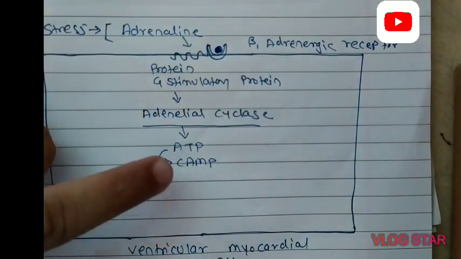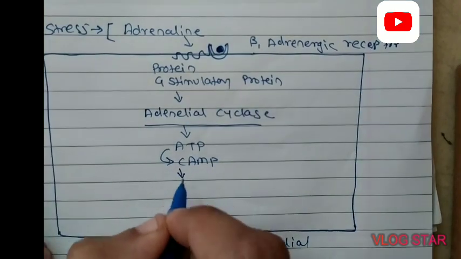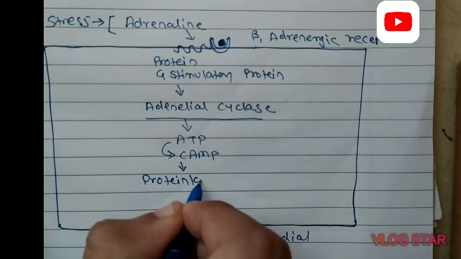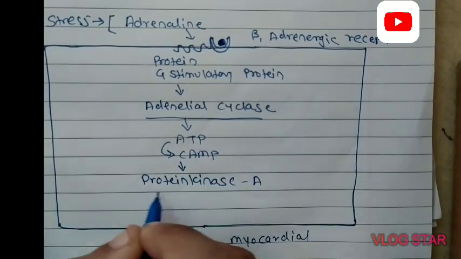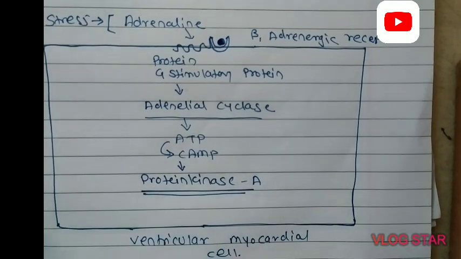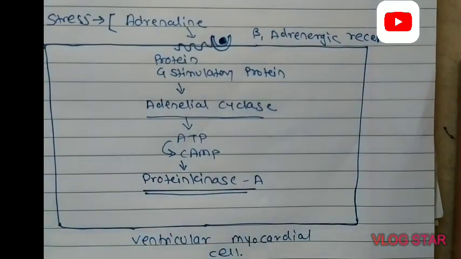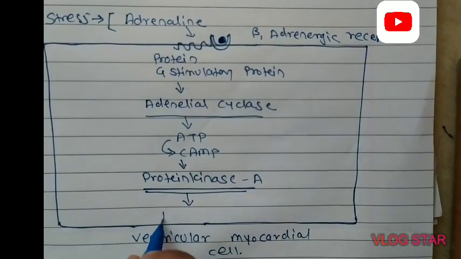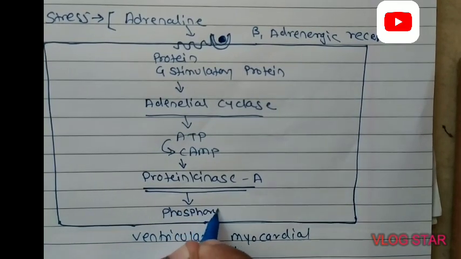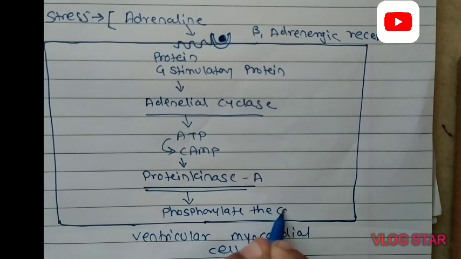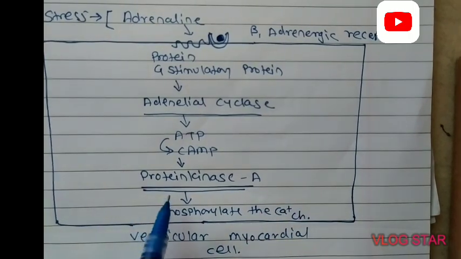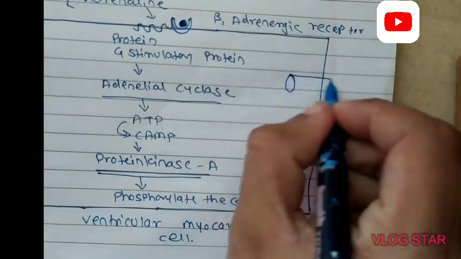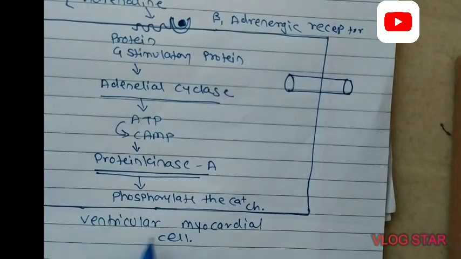This cyclic AMP further goes and stimulates protein kinase A. This protein kinase A is an enzyme, and it has a function that it phosphorylates the calcium channels. Suppose these are the calcium channels which are present on the ventricular myocardial cell.